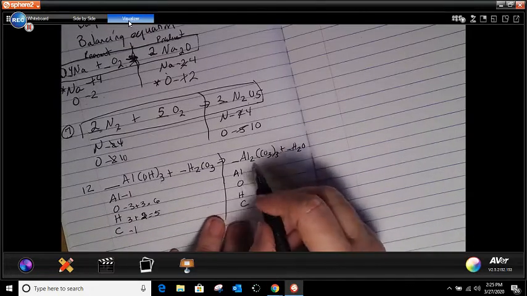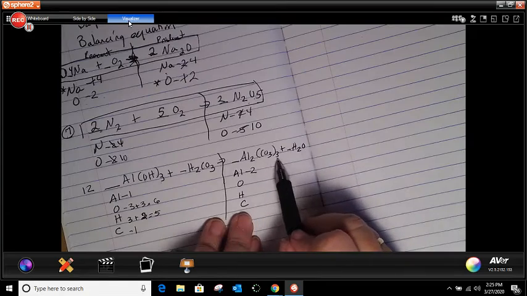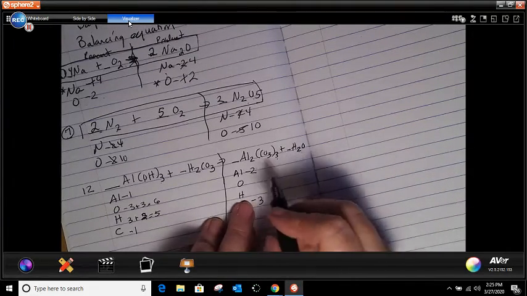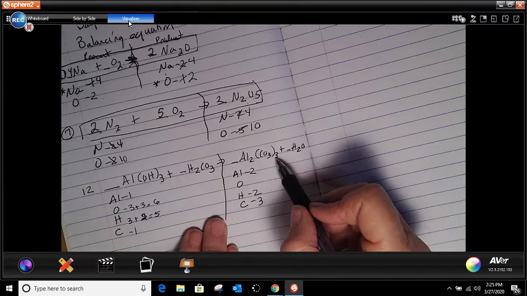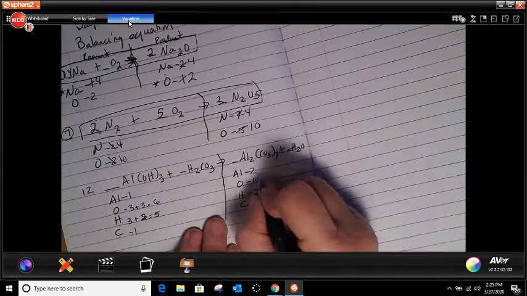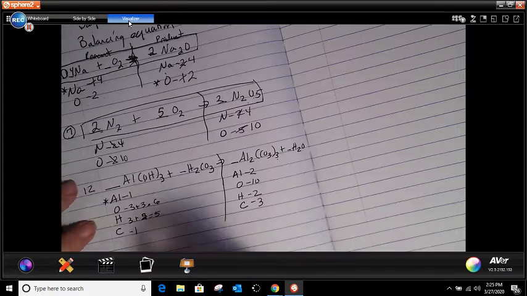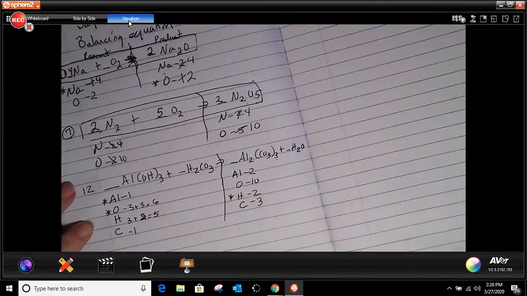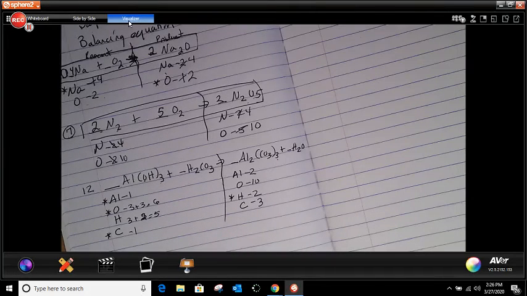Over here, Al is 2. Carbon is 3. Hydrogen is 2. And oxygen is 3 times 3 is 9, plus 1 is 10. Okay? My Als are smaller over here. My oxygens are smaller over here. My hydrogens are smaller over here. And my carbons are smaller over here.